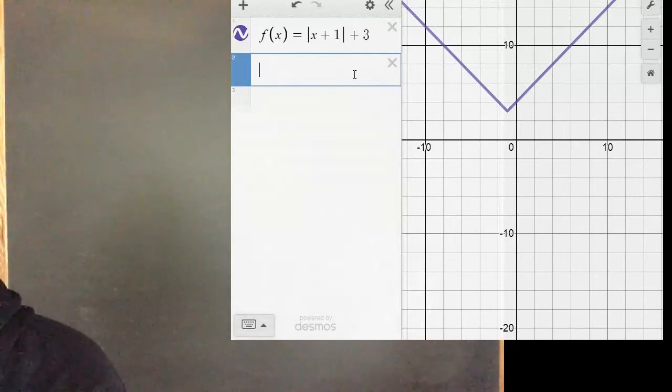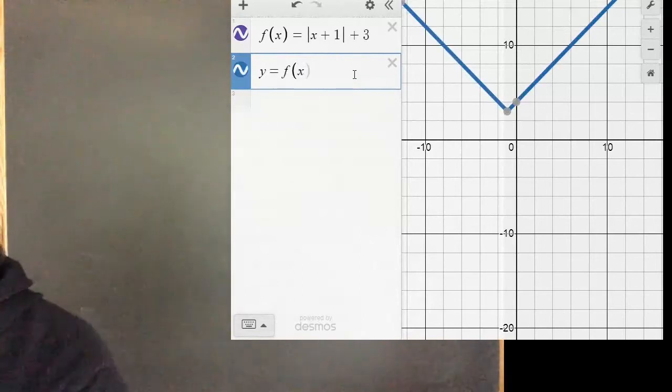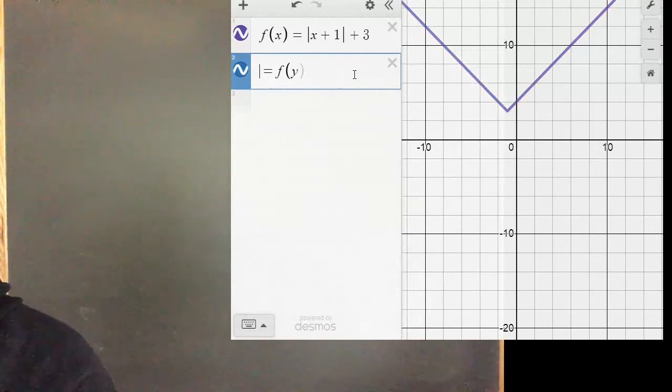And you can do that pretty easily in Desmos just by saying something like y equals f of x. So this is the same graph, you can see it in blue, but now what I'm going to do is everywhere I see an x, I'm going to replace it with y, and everywhere I have a y, I'm going to replace it with an x.